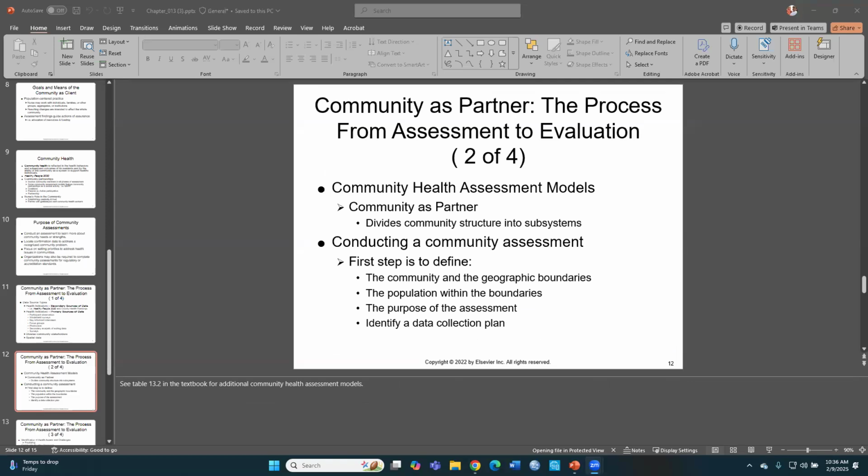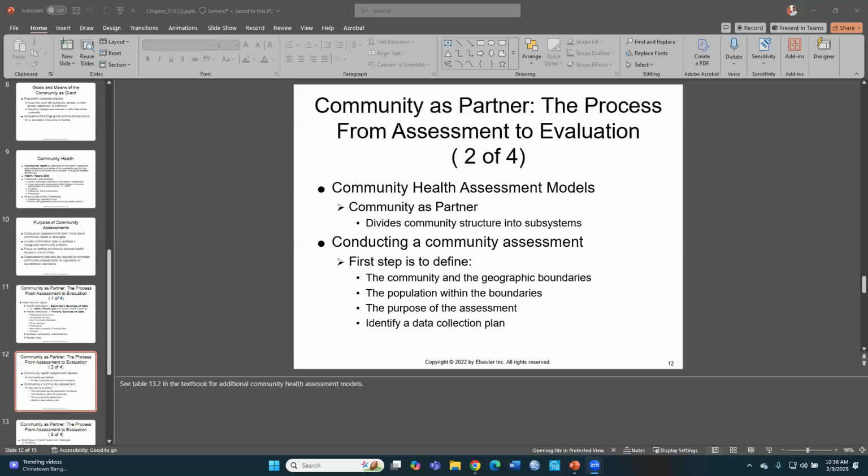So we look at the community as a partner when we are completing our assessment of the community. Again, it's going to focus on that nursing process. So your ADPIE: assessment, diagnosis, planning, intervening, as well as evaluation. And know that we can always go back and reassess and change that process as we go, so that we ensure that we are able to meet our evaluation goals.